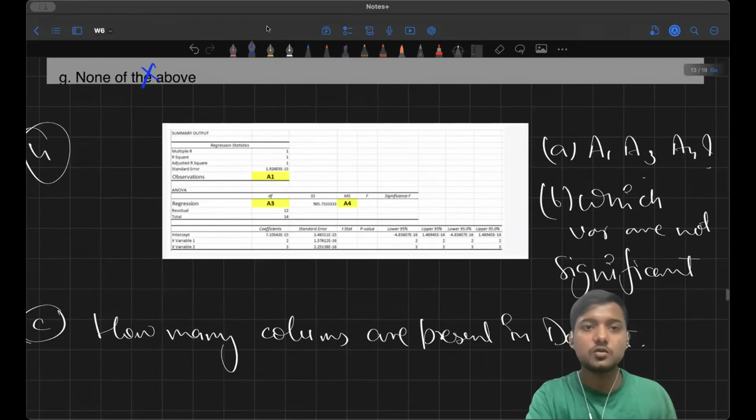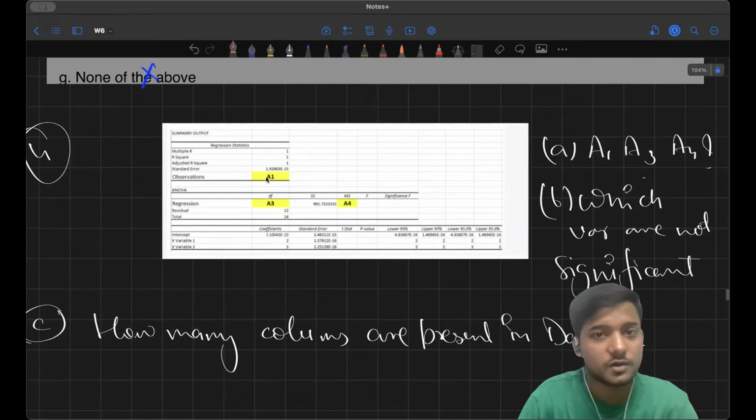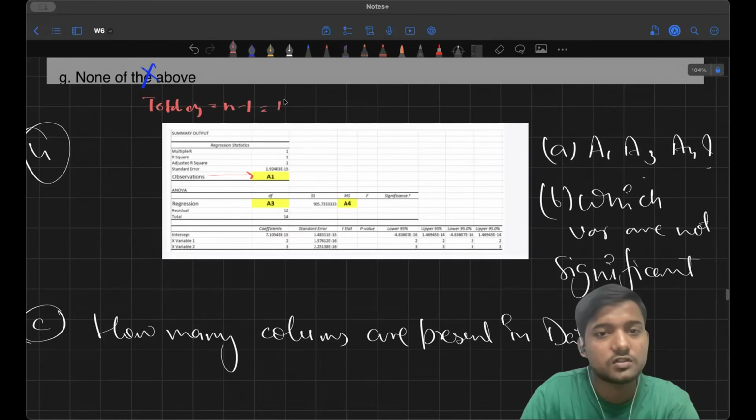So here I will not do the actual calculation, but I will give you the way to find this thing. What would be the total number of observations? A1 is that, right? If you see this, A1 is for observations. So how do I get this? I can see total is 40. So I know total degree of freedom is n minus 1, which equals 40. That implies n should be 15. So A1 equals 15.